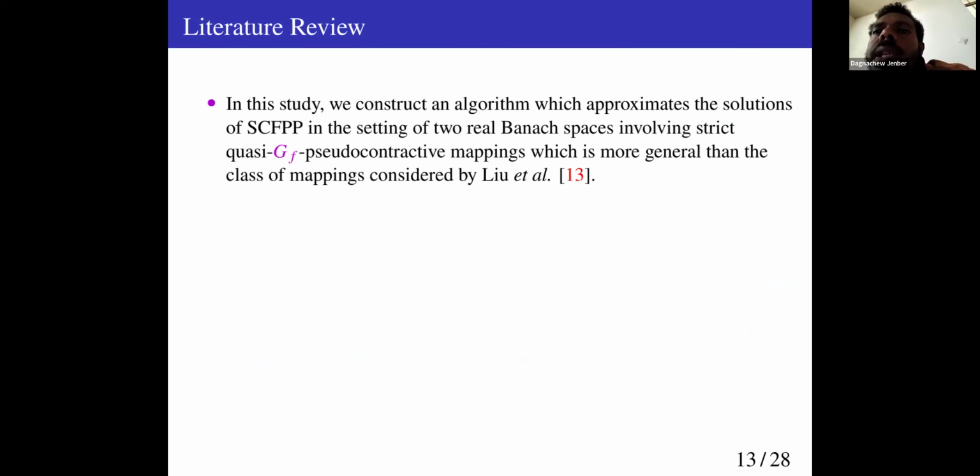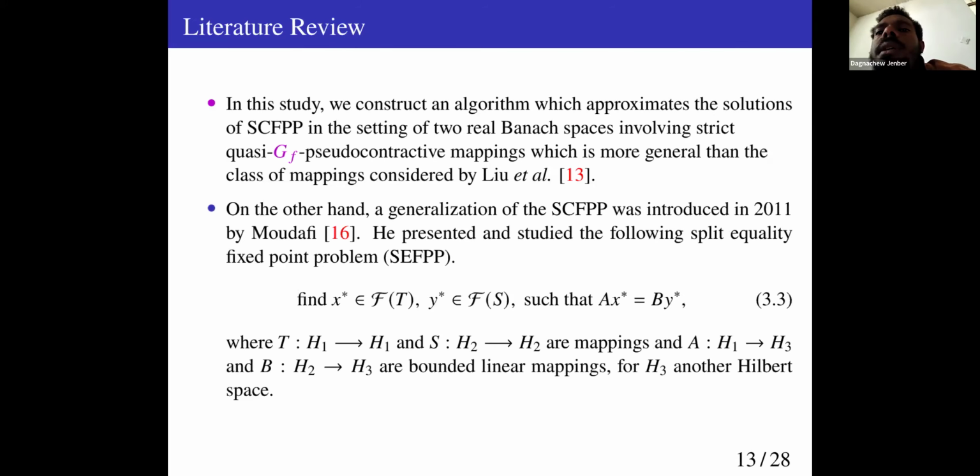So in this study, we construct an algorithm which approximates the solutions of a split cone fixed point problem in the setting of two real Banach spaces. It involves strict quasi-J pseudo-contractive mappings, which is more general than the class of mappings considered by Liu et al. That is, lambda strict quasi-phi pseudo-contractive mappings.